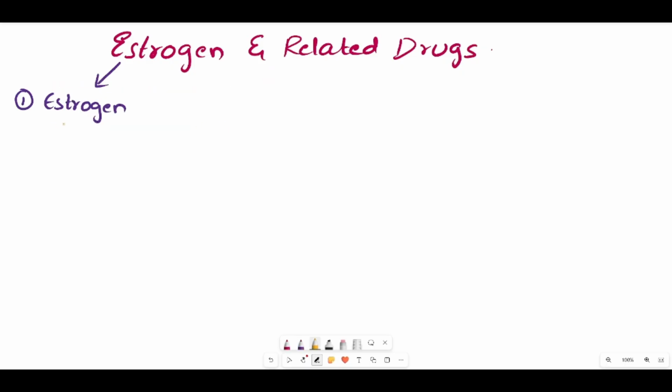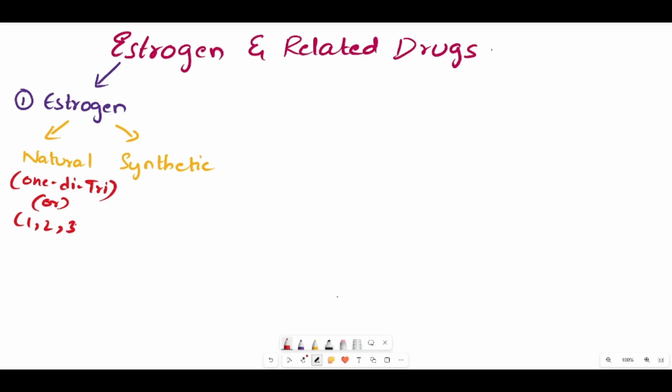So the first class, estrogen, is further divided into two different classes. So one is natural, other one is synthetic. Coming to the natural class, to remember the drugs under this, we have a trick. Either remember it as 1, di, and tri, or you can remember it as 1, 2, 3, or you can remember it as E1, E2, E3.